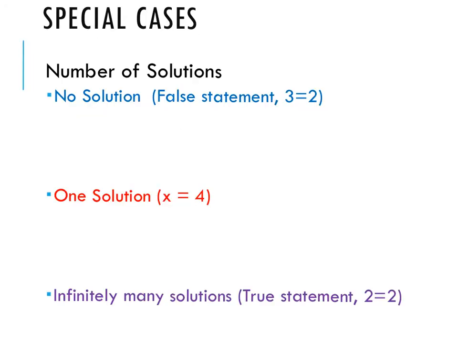Now, not all of our problems are going to look the same. So some of our problems are going to be special cases. So first of all, in our one solution problems, this is like examples 1 through 4 that we just did, where we get an answer at the end, such as x equals 4, or x equals 3, or x equals 2. We still have the x value. We know what x is. We have something to plug in to check our answer.